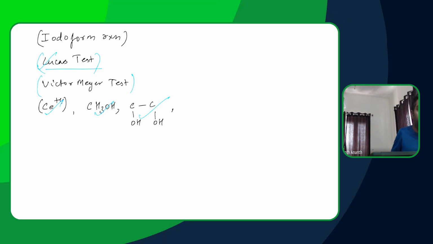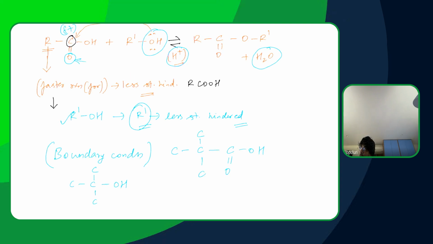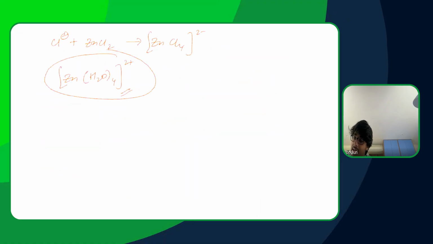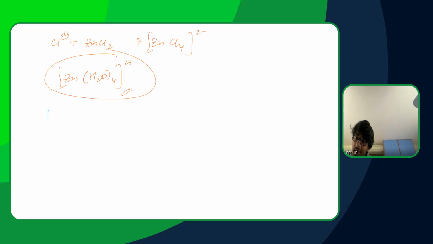What did you understand by that? It was like a series of reactions. First it was with PX3 and then PI3. Okay, PI3, and then AgNO2, and then NaNO2.